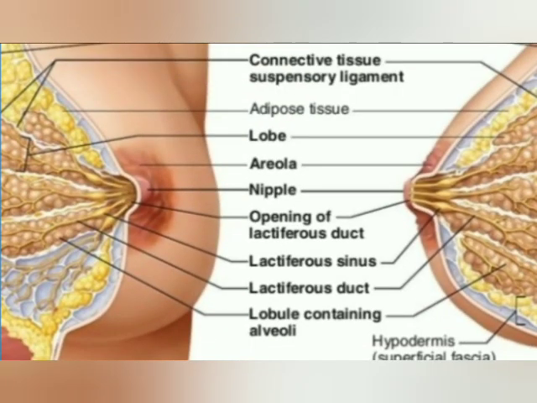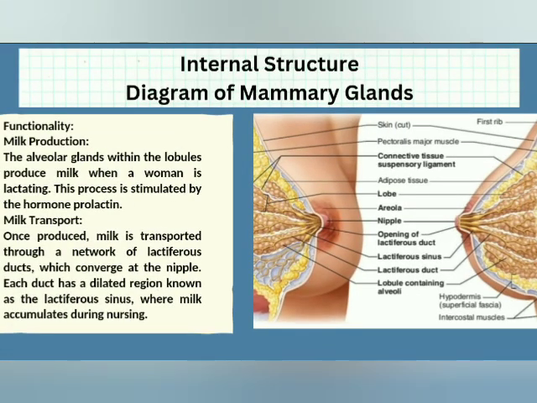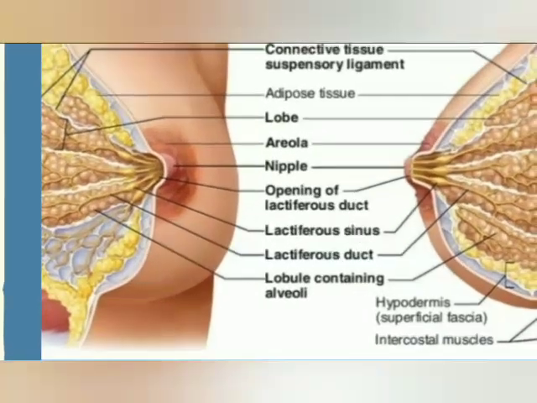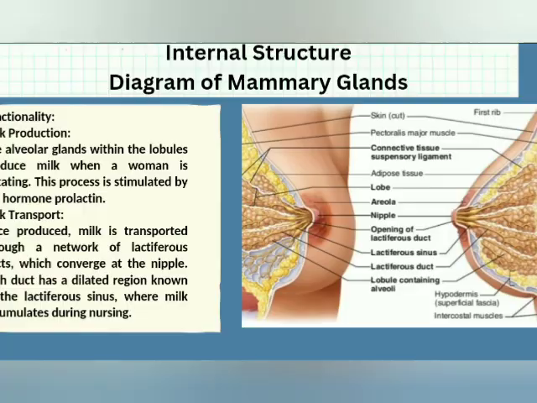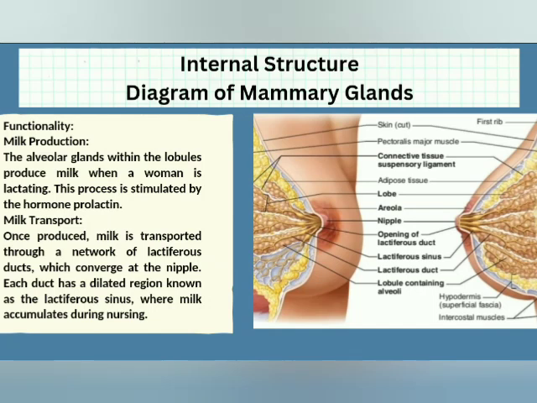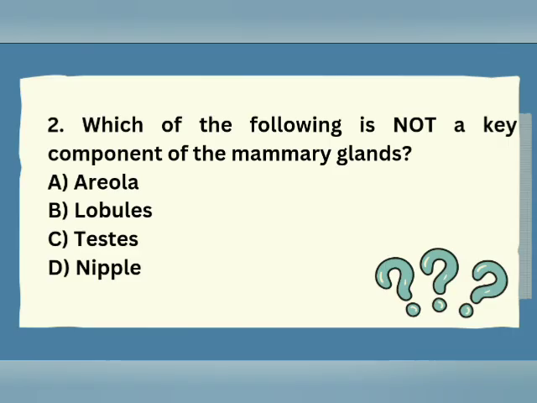The next part is the process of milk transport. The process begins when the milk is transported through a network of lactiferous ducts which lead to the nipple. Each lactiferous duct has a dilated region called the lactiferous sinus, where milk accumulates during nursing.